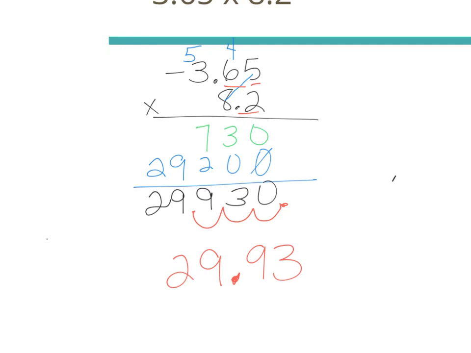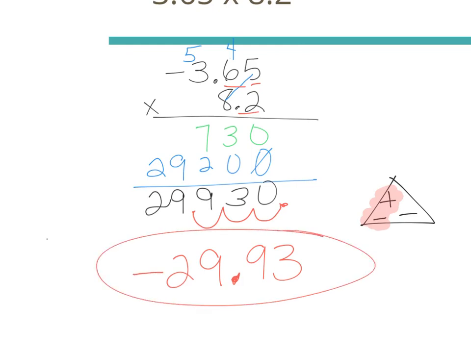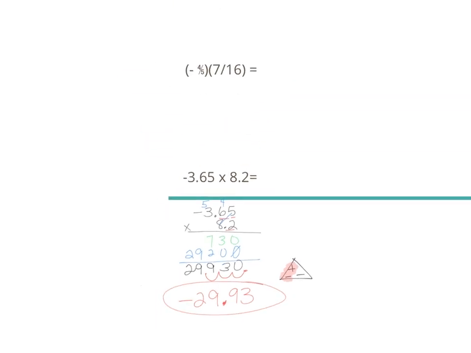One last step. I'm going to draw that little calculator every single time. I have a negative times a positive, so my answer is going to be negative. And you know from when you graded yesterday, if we forget the negative sign, it's wrong, right? We've got to pay attention to the sign. All right.